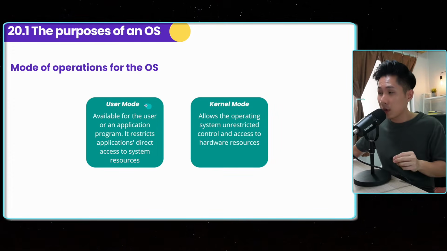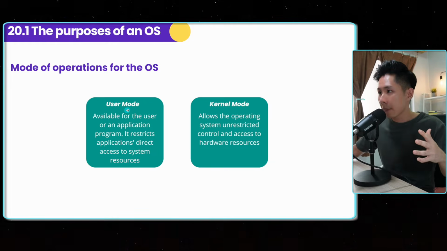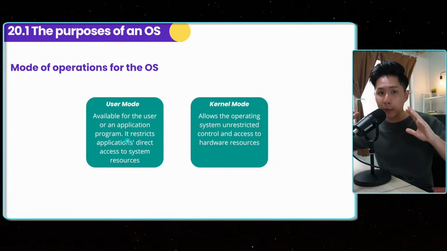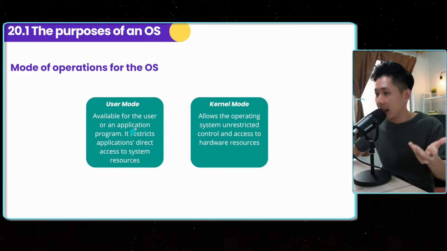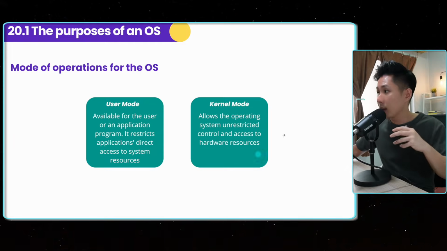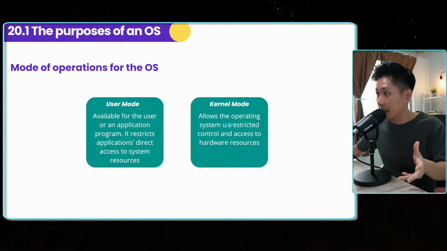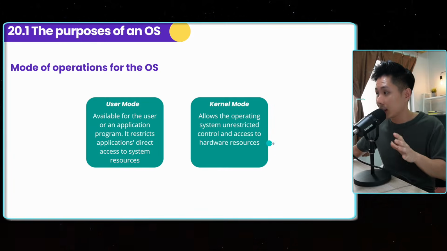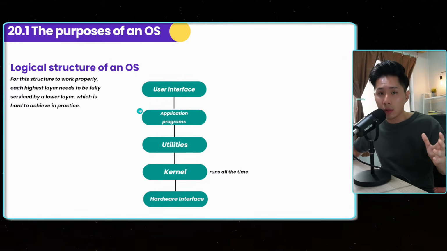And for the operating system, there are actually two modes that we didn't cover in the previous chapter. The first mode is the user mode, which is what you are currently experiencing on your phone, on your computer. It is available for us, and it restricts application direct access to system resources. Whereas kernel mode, think of it like a very transparent mode where everything can be run, with unrestricted control and access to hardware resources.